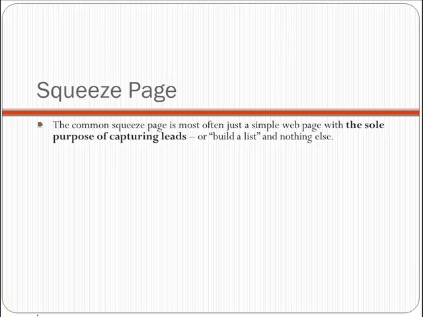All right, we're going to be talking about the squeeze page now. We talked about our ethical bribe. Now we need to have a place to basically get that person to notice your ethical bribe and to get them to put their name and email in. And this is going to be your squeeze page.